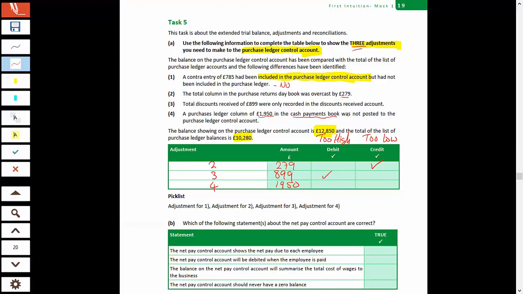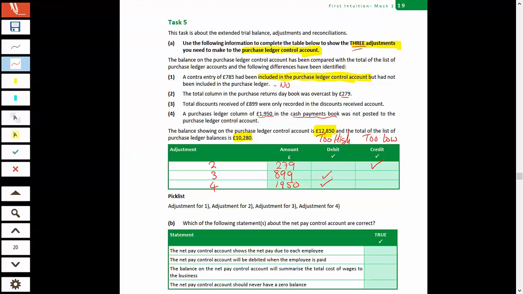So if we wanted to do this normally, we would, of course, credit the bank account when the funds leave. We would then debit the control account, wouldn't we? So the fact we haven't done this means that the amount would originally be too high, which means that when we post this adjustment, it's going to be a debit entry for £1,950. And that is the sort of logic we need to apply with these questions.